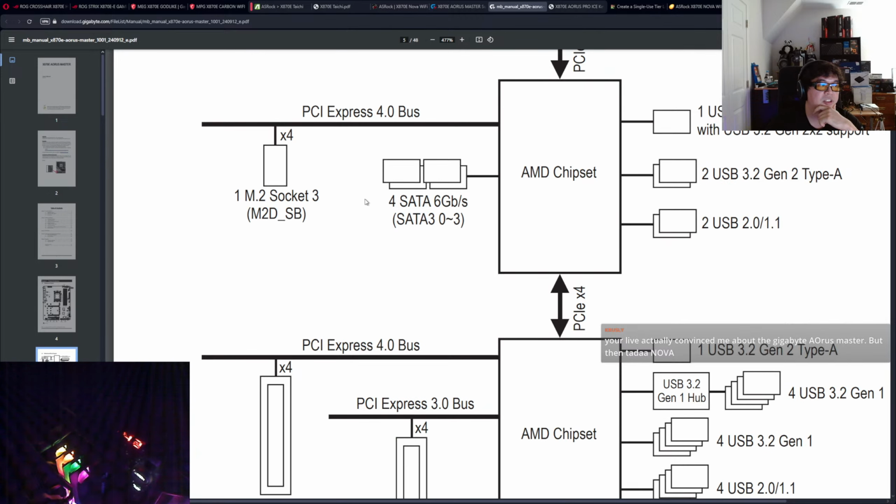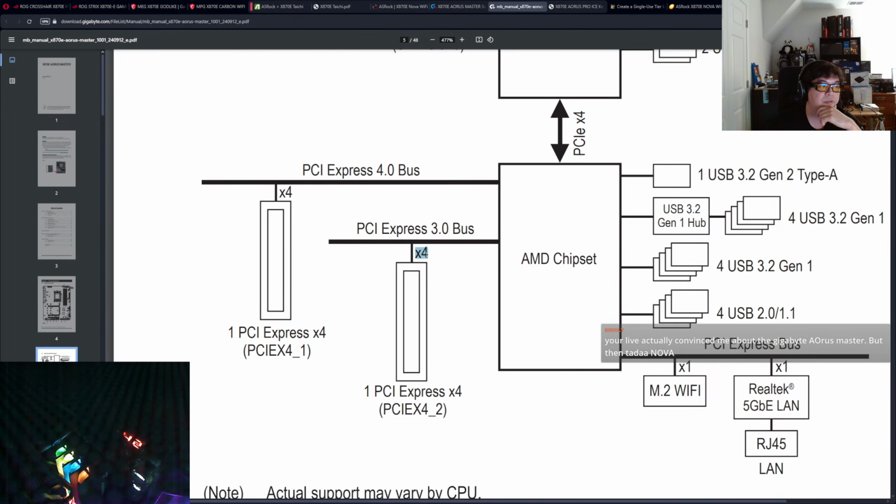But Gigabyte does provide that dual x4 right here. 4 here, 4 here. One is Gen 4, one is Gen 3. And it's the same for the Master, the Elite, the Pro, all of them.